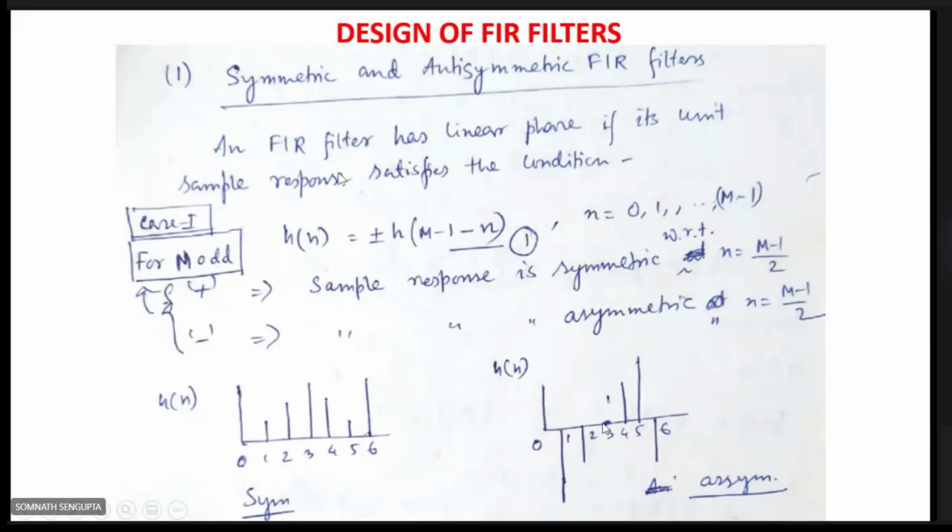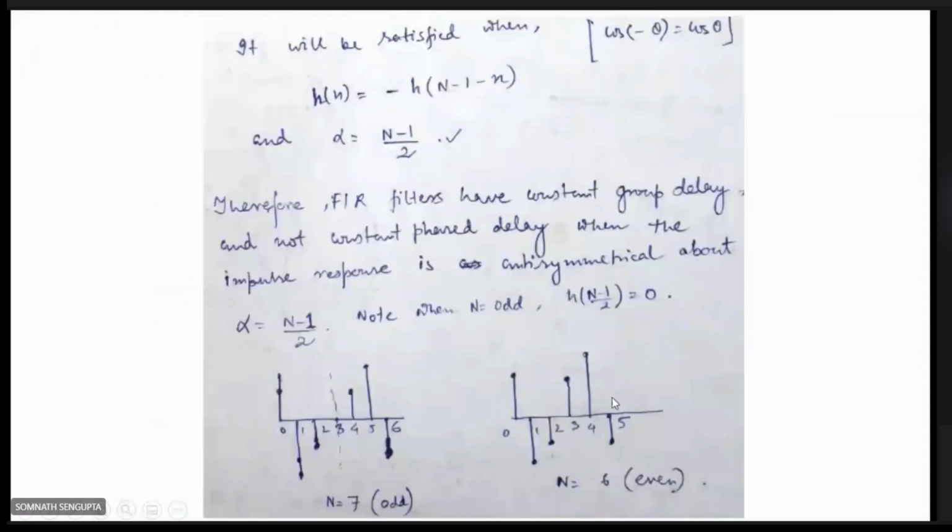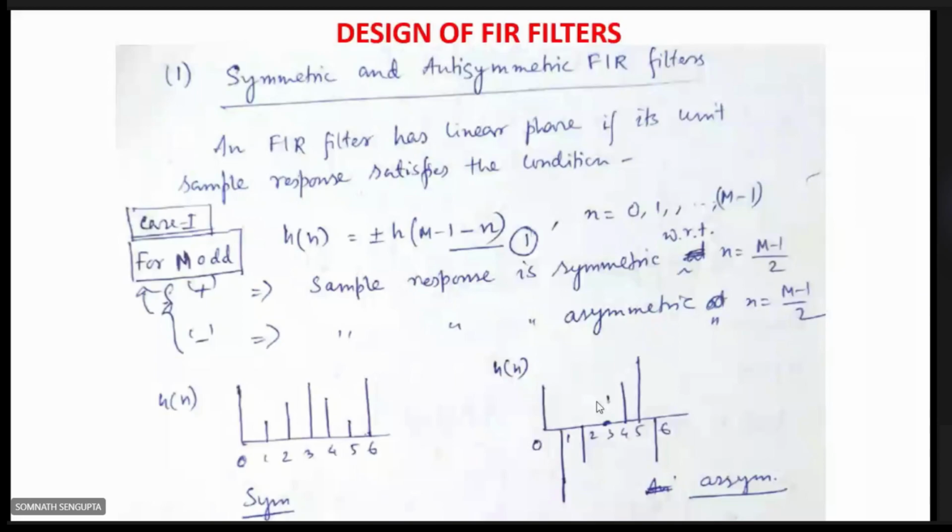And at the center it is 0. Obviously it should be 0. So actually there are two driving equations: hn sine of alpha minus n omega, and hn cos of alpha minus n omega. So in order to have both of these two equations be 0, the impulse ratio should accordingly be chosen. Now these are the definitions of symmetric and asymmetric filters. Okay.